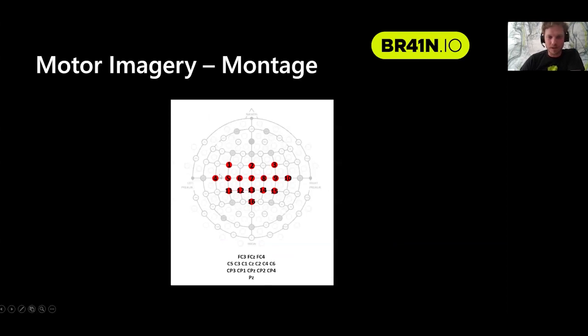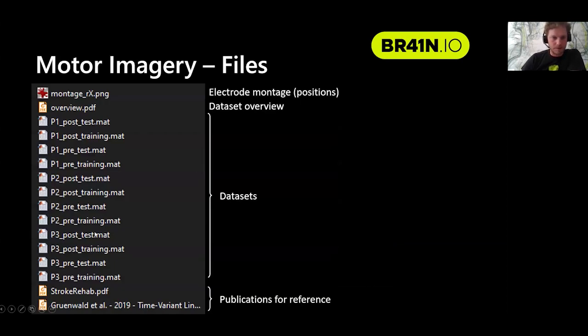This is the montage. We have 16 channels, and you see which channel index relates to which position on the cortex. There's an overview of the files, which is uploaded on GitHub, and we share the links in Discord when this presentation ends, such that you can get started. All right, now let's move over to the next data set.